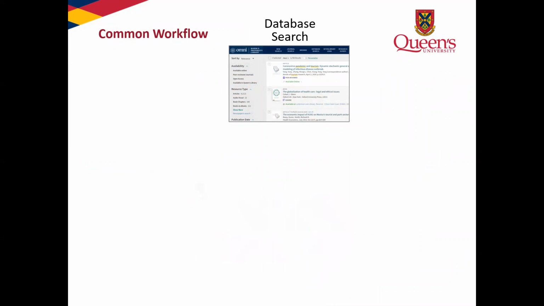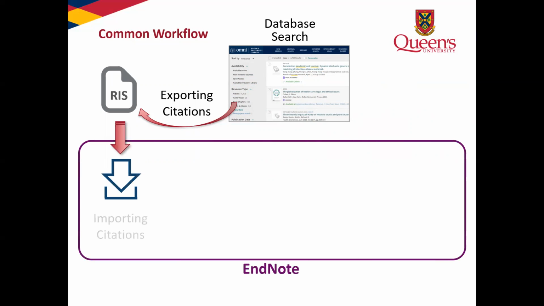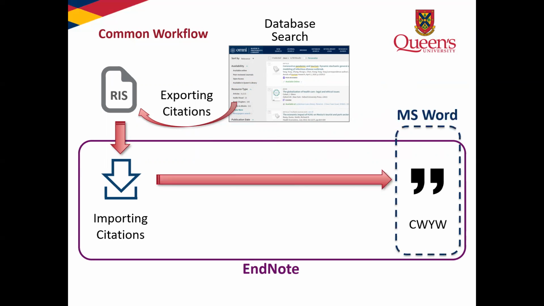Regardless of what databases you search, there's a common workflow to cite using a citation manager. First, you would export the selected citations from the database, in this case, the library's website, and generate a citation file, usually in the RIS format. Then, you would import the selected citations into EndNote. Once the citations are in EndNote, you can then connect EndNote to quote-unquote cite while you write using Microsoft Word.